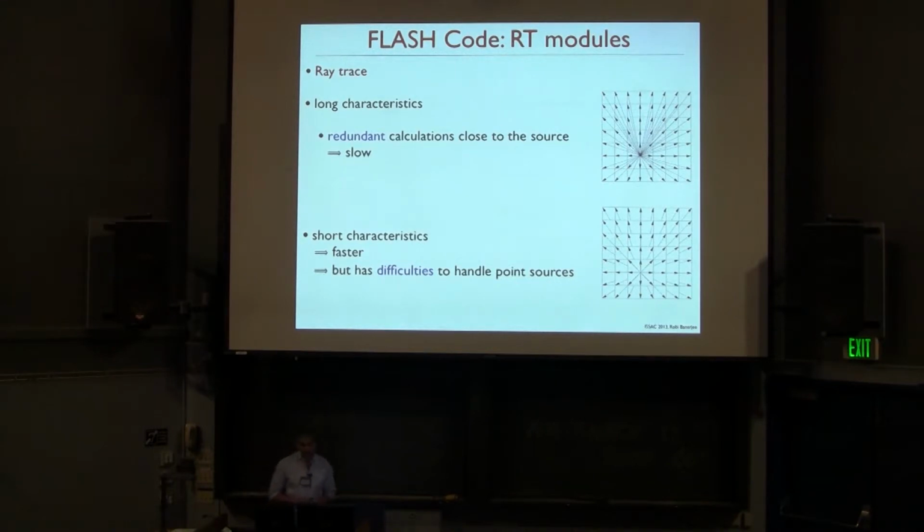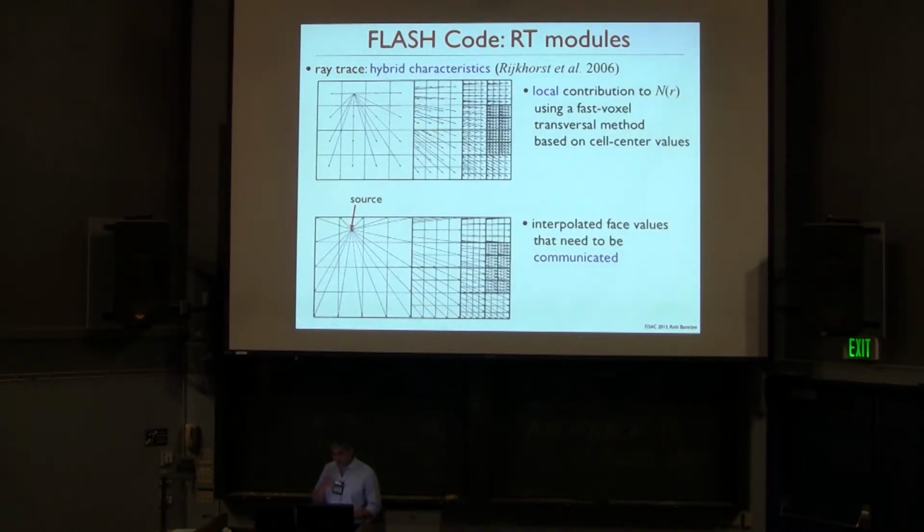Obviously, you're not traversing individual grid cells with many rays. You're only using a single ray, but it has some difficulty handling point sources. I mean, hitting a single source here is not so trivial.